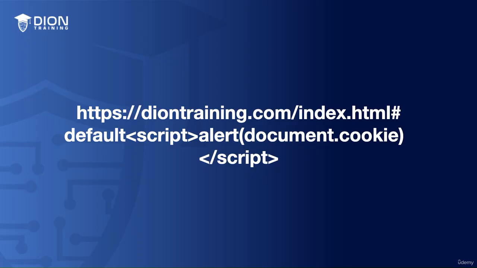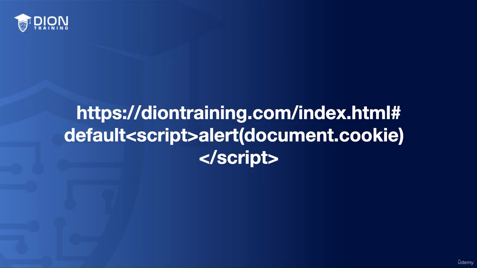In this simple example, you can see a URL of deontraining.com/index.html#default=<script>alert(document.cookie)</script>. Now, at first glance, this looks a lot like the non-persistent cross-site scripting attack that I showed you earlier, and both of these do have a short script and an alert being issued. But the big difference with this one is actually in the payload itself, because we're using the alert to show the contents of document.cookie.